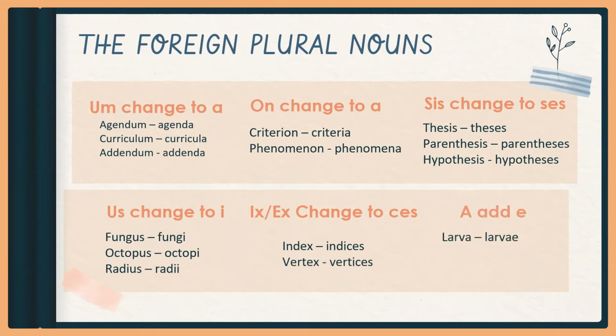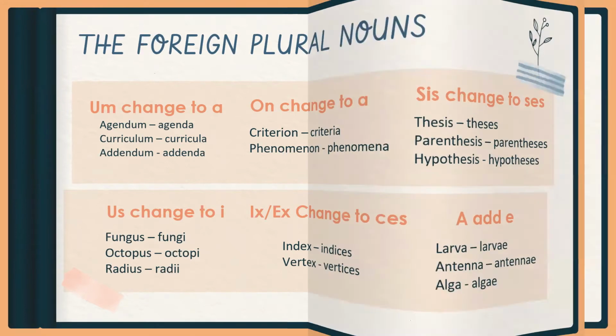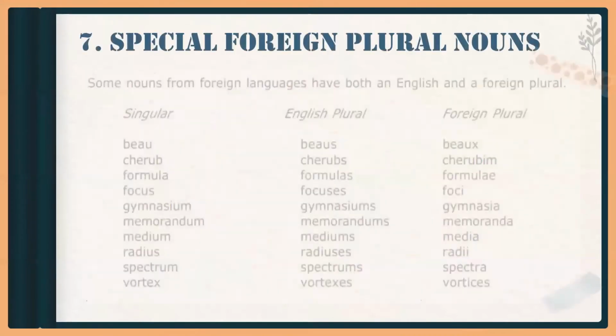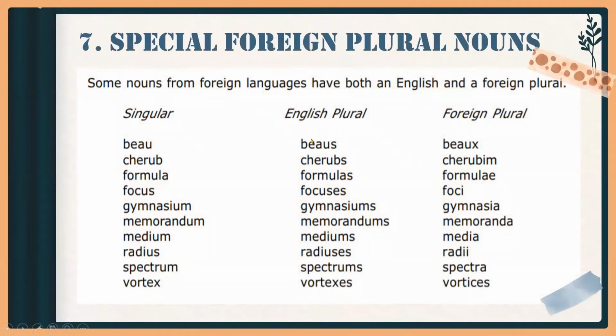As I've mentioned earlier, there are times that we need to neglect these rules, or some words do not follow these rules. Here are some examples. We have the bow. In English plural, we have bows or bow with an X.